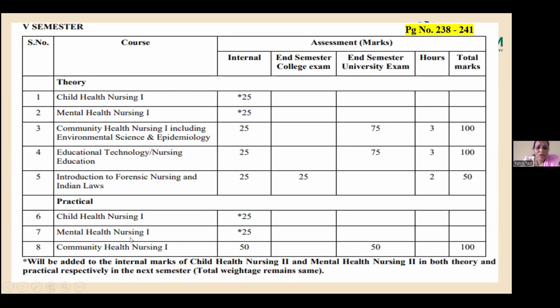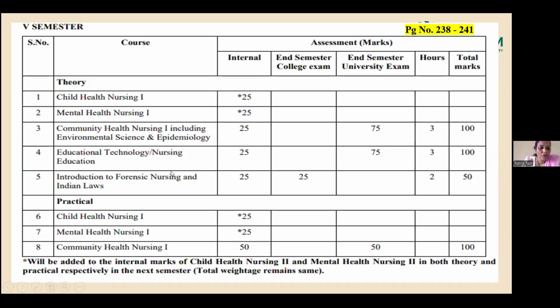Then the same follows for practical. So we have 25 for child health, 25 for mental health, because the practical will not be conducted in 5th semester, it will be conducted in 6th semester. So community health nursing 1, this practical has to be conducted. So AHN 1, AHN 2, community health nursing 1, community health nursing 2. These are the 4 subjects where exam will be conducted within that semester itself. So the internal marks has to be sent out of 50 within that semester.